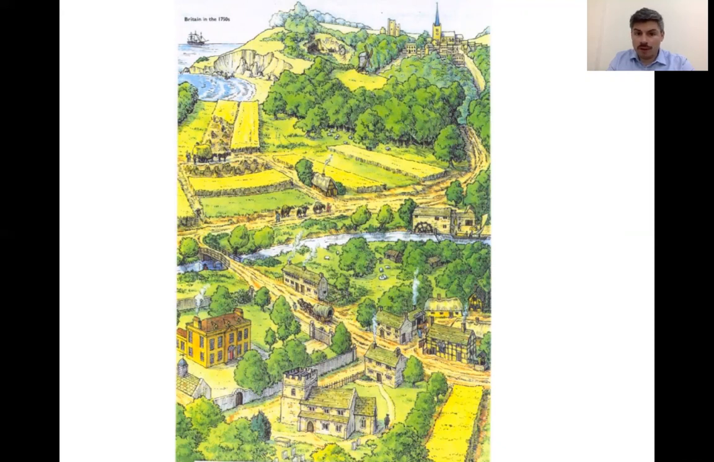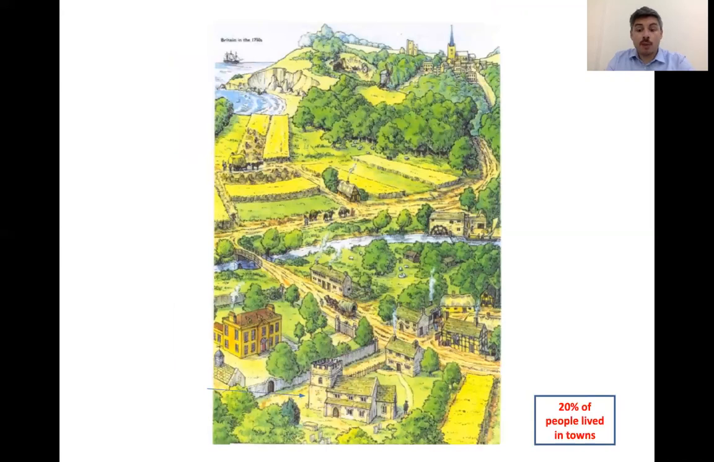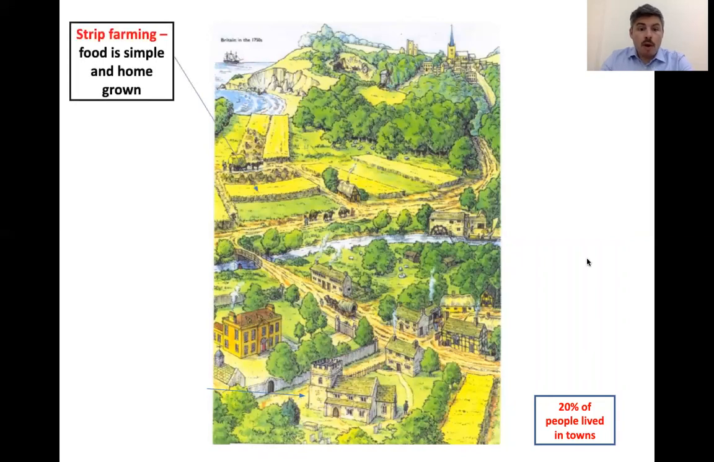First thing we notice, 1750, 20% of the population of Britain lived in towns. So most of the people were living in the countryside. What we can say here, strip farming. If we look at this arrow, strip farming. This is what I said, little strips of land where food is simple and homegrown. It's not mass produced. It is for people to eat themselves, maybe sell a little in the town.